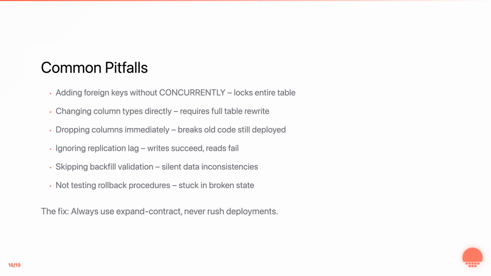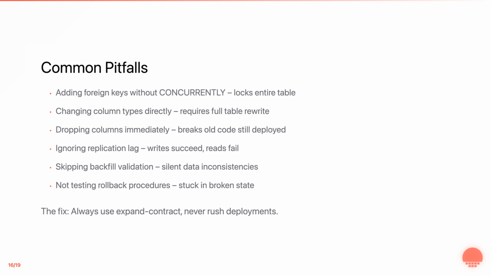Let's talk about the gotchas that'll bite you at 2 a.m. Adding foreign keys without the concurrently flag? Full table lock. Say goodbye to writes. Changing a column type triggers a complete table rewrite. And the classic, dropping columns while old code is still running.